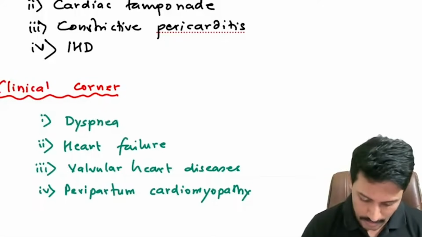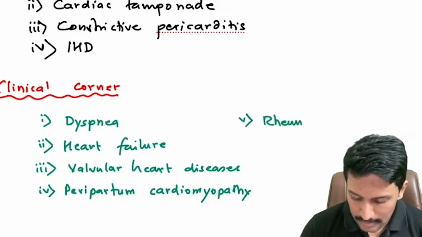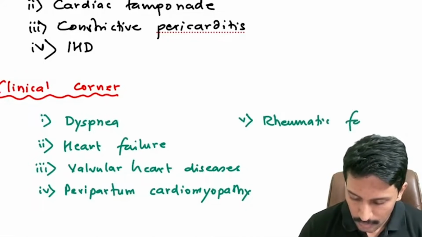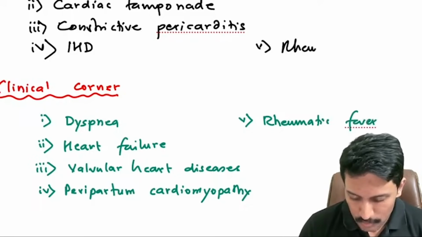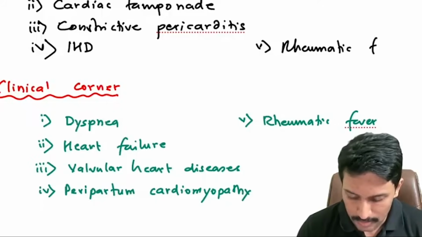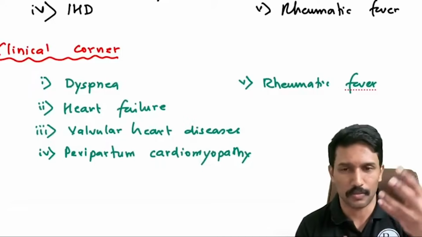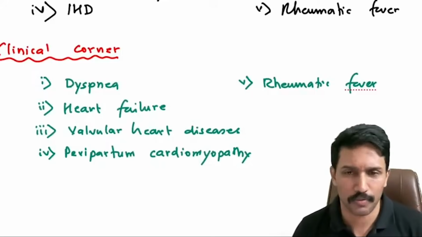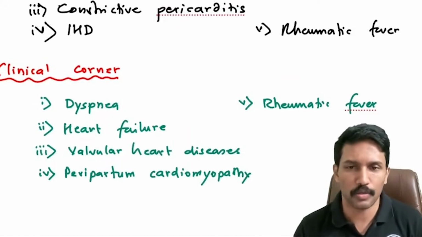I forgot to mention another important thing, though unlikely to be kept as a case, because it's a bit difficult to find cases nowadays, on rheumatic fever. But often discussion spills. If it is a valvular heart disease, somehow teachers go to rheumatic fever, and it may also be a 10-mark theory question. So do cover rheumatic fever.